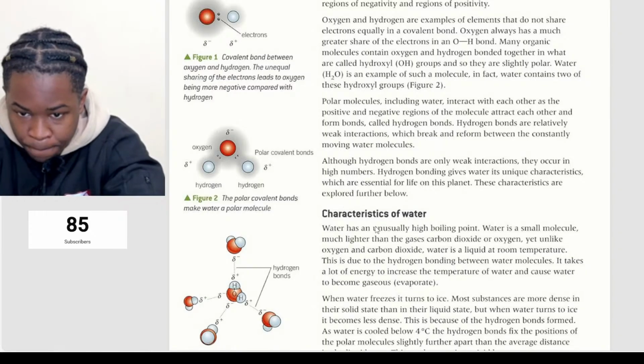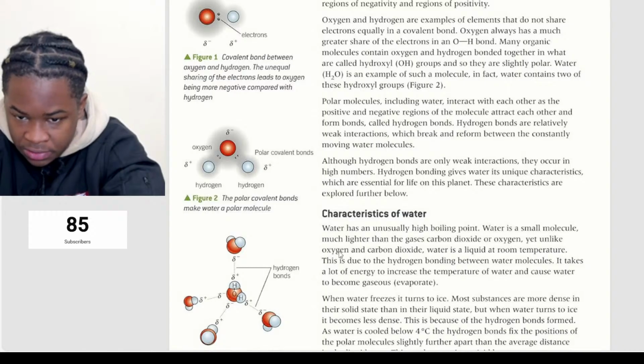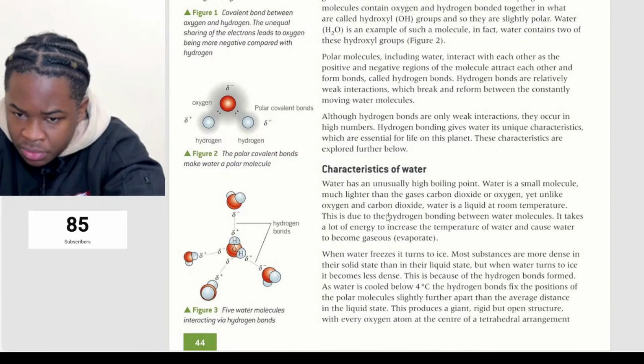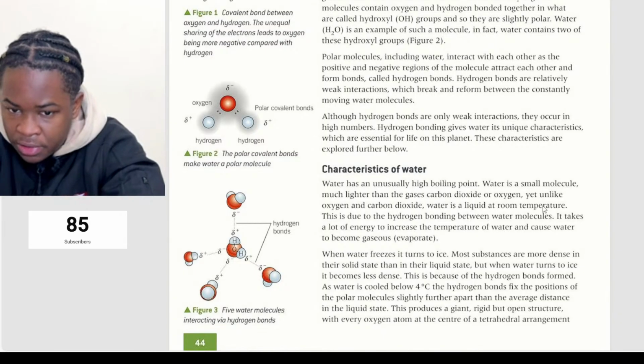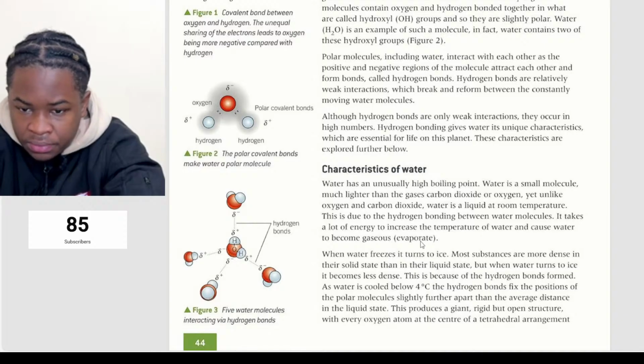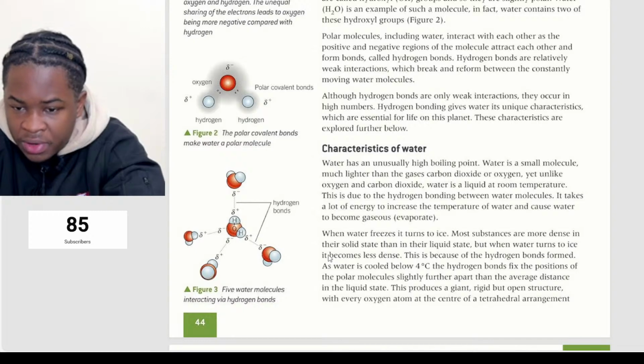Characteristics of water. Water has an unusually high boiling point. Water is a small molecule, much lighter than the gaseous carbon dioxide or oxygen. Yet unlike oxygen and carbon dioxide, water is a liquid at room temperature. This is due to the hydrogen bonding between water molecules. It takes a lot of energy to increase the temperature of water and cause water to become gaseous, i.e. evaporate.